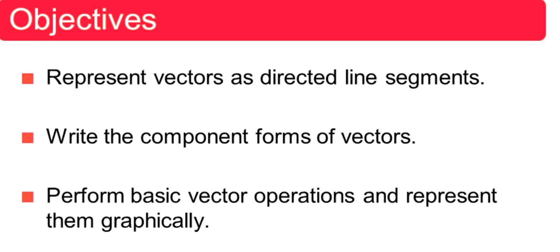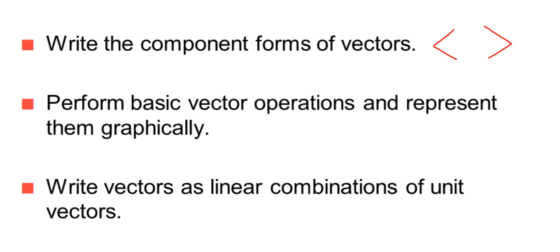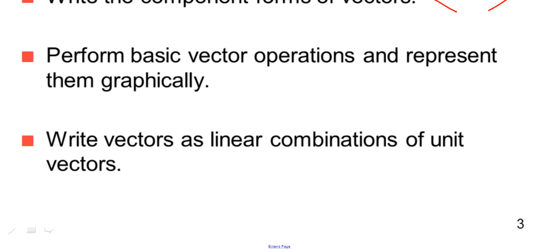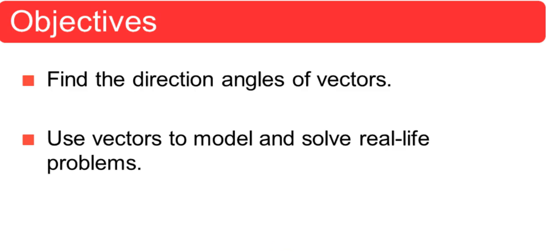So we're going to represent vectors as directed line segments. We're going to write the component form of a vector. You don't have to write this now, but when we write the component form, I think of it as, instead of a parenthesis, it almost looks like greater than and less than signs, but they're the size of a parenthesis. Then we're going to perform basic vector operations, adding, subtracting, multiplying by a scalar, and represent them graphically. Write vectors as linear combinations of unit vectors. Find the direction angles of vectors.